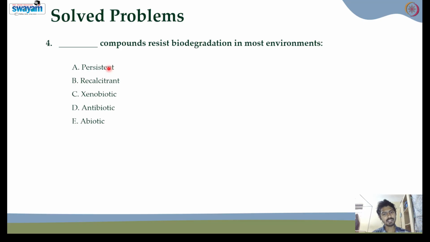Which compound resists the biodegradation in most environments? Option A, persistent. Option B, recalcitrant. Option C, xenobiotic. Option D, antibiotic. Option E, abiotic. So, among these compounds, which shows resistance to biodegradation in most environments? You can start answering the question and post your answers in the chat box.